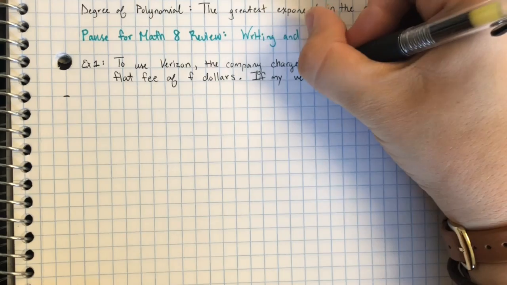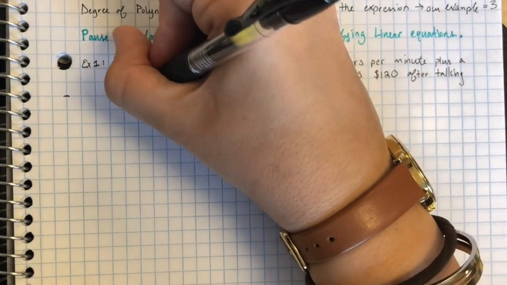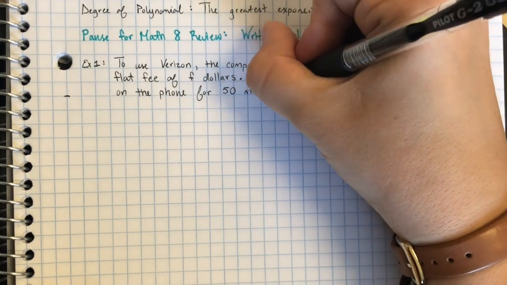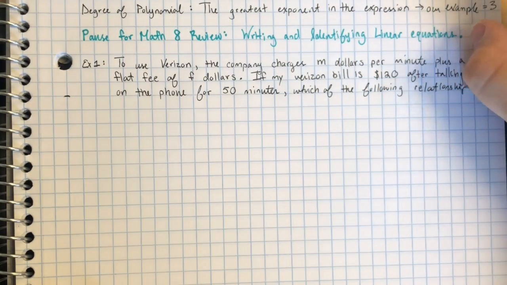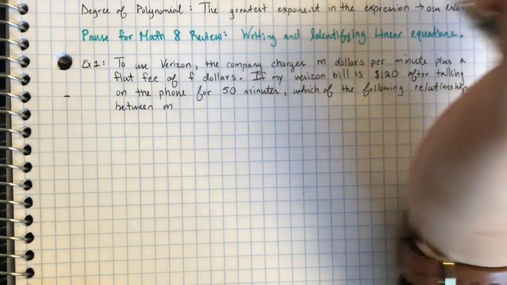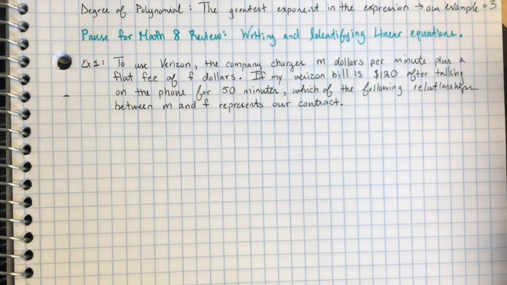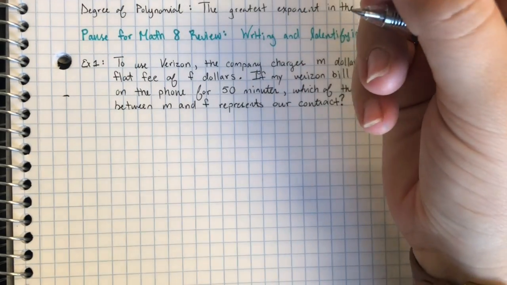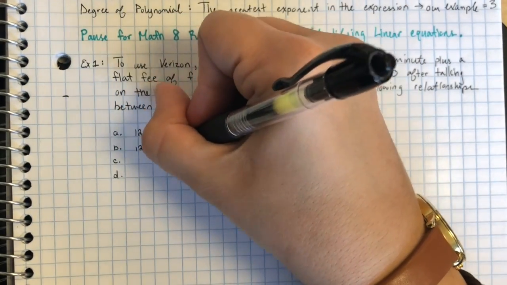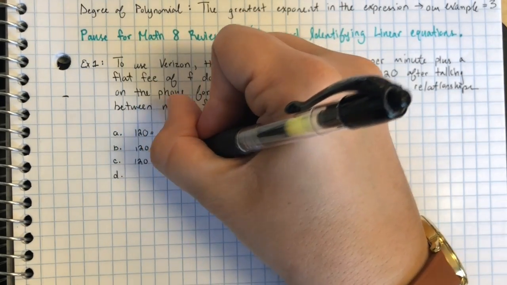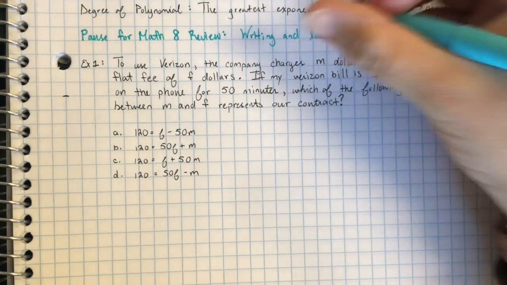If my Verizon bill is $120 after talking on the phone for 50 minutes, which of the following relationships between M and F represents our contract? And so this is a multiple choice problem. So we're going to list a couple of options here. Option A is 120 is equal to F minus 50M. Option B, 120 is equal to 50F plus M. C, 120 is equal to F plus 50M. And D, 120 is equal to 50F minus M.